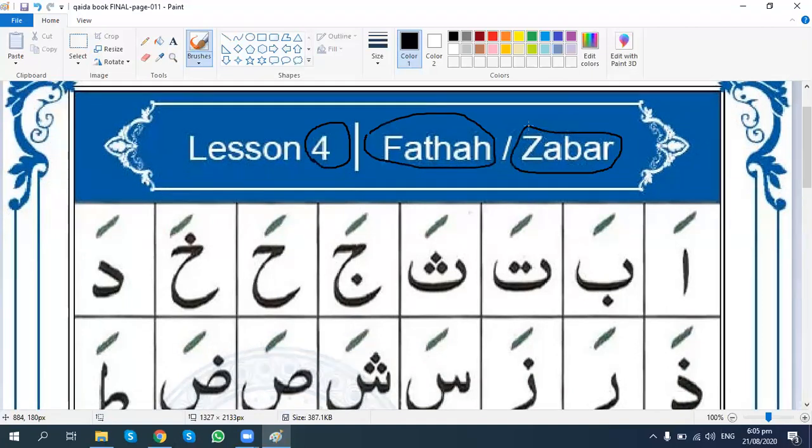Before we start, you have to ensure that your student knows the letters' names, their sounds, and their identifications, everything about the letters. Now when you are starting lesson number 4, we don't talk about the letter name or the letter sound or anything else about the letter, because now we are talking about the sign. So first of all, you just make this sign, highlight this sign like that, and then you tell him this sign we will call fatha.